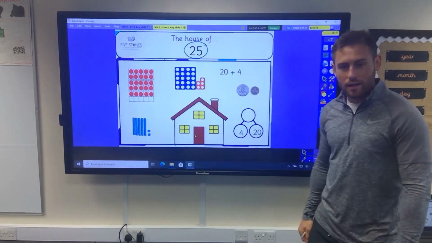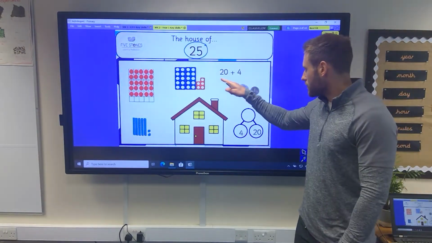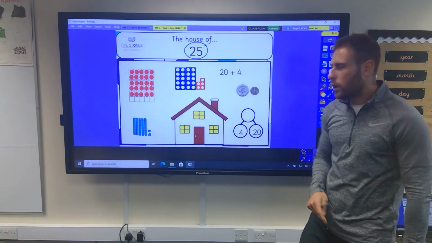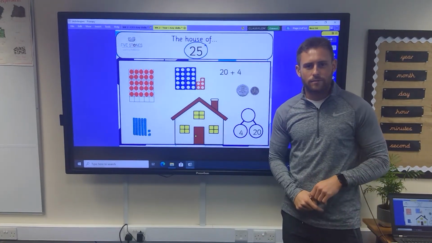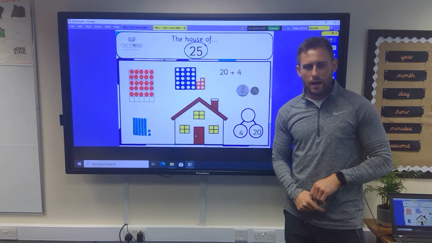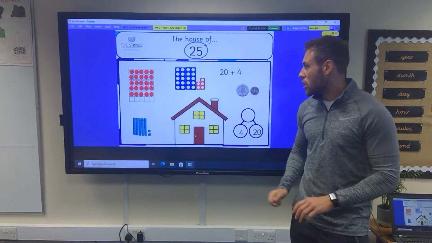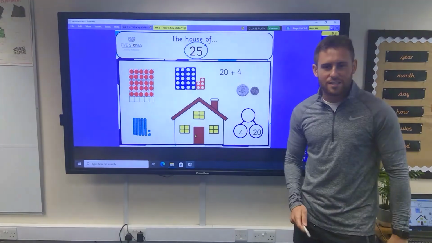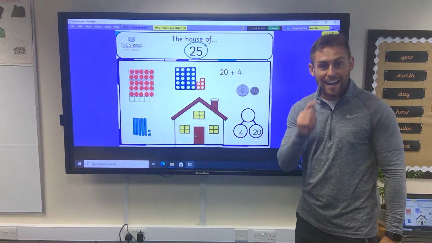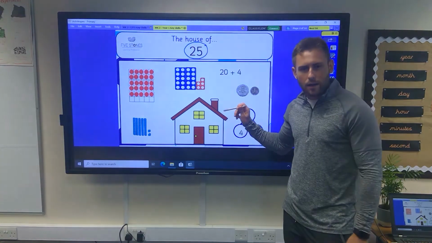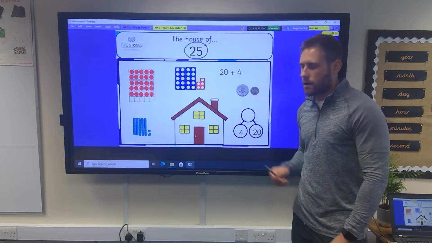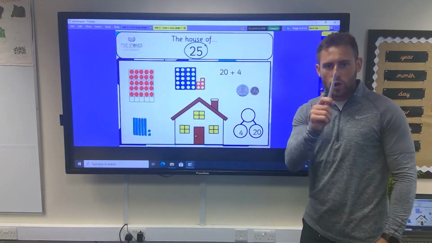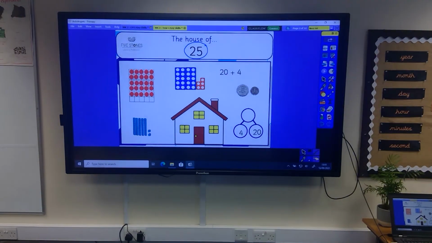I wonder if any of these representations will be allowed in our house of 25. Should we see? I want you to spend a couple of moments looking at my different representations and see if you can spot any that can enter my house of 25 and any that can't. Off you go. Pause the video if you'd like more time.